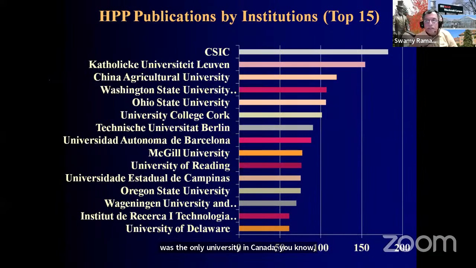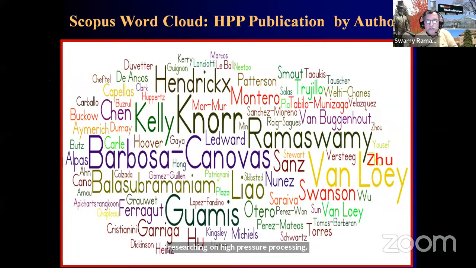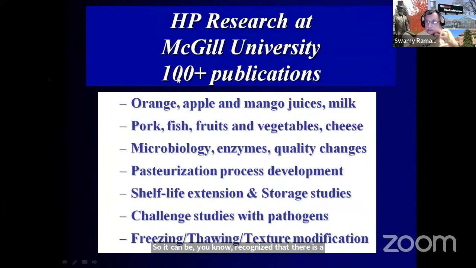These are researchers focused in the high pressure processing area. Some are very popular, very famous, and started a long time ago, like Barbosa-Cánovas, Dietrich Knorr, Professor Liao, Mark Hendrickx. You can also see Ramaswamy here, that's me. Yes, I can be proud. I have published over 100 papers in high pressure processing, so it can be recognized that there is a contribution. At McGill, we have published more than 100 papers on just high pressure processing.